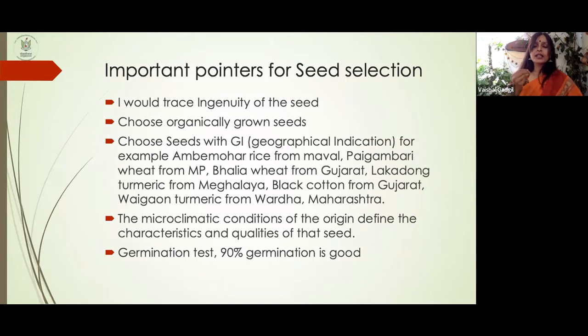our customers are really enjoying the benefits of that because it is very low in gluten. The Bhalia wheat from Gujarat, Lakadong turmeric from Meghalaya, black cotton from Gujarat, which is now world famous, Vaigaon turmeric from Varda, which is known to have a very high level of curcumin, just like the Lakadong. The microclimatic conditions and origin define the characteristics, as we spoke about. The next thing that we can do is the germination test. Once you get hold of a good quantity of seed, then look for the germination.